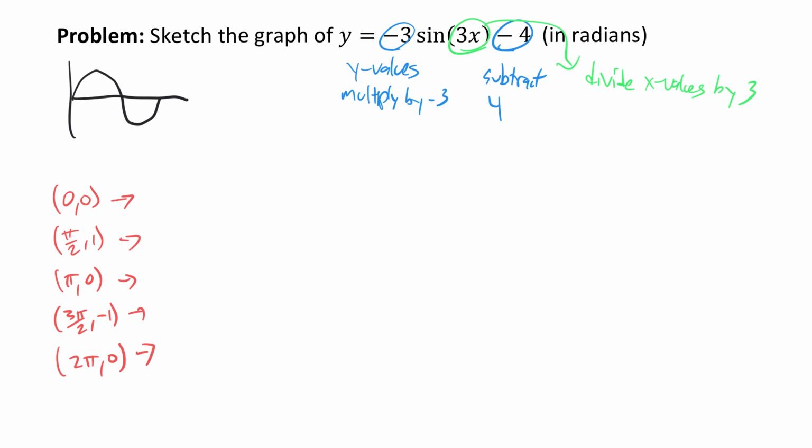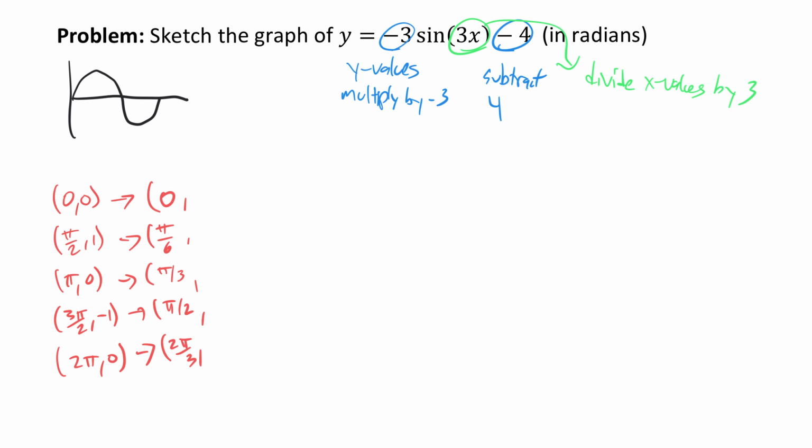All right. So again, when you're doing the transformations, you could do the x values first, the y values first. It doesn't really matter. Do them both at the same time. I like to do all the x values first. So we have to take all of our x values and divide them by 3. So 0, pi over 2 divided by 3 will be pi over 6, pi over 3, pi over 2, and 2 pi over 3. Just watch your fraction work there.